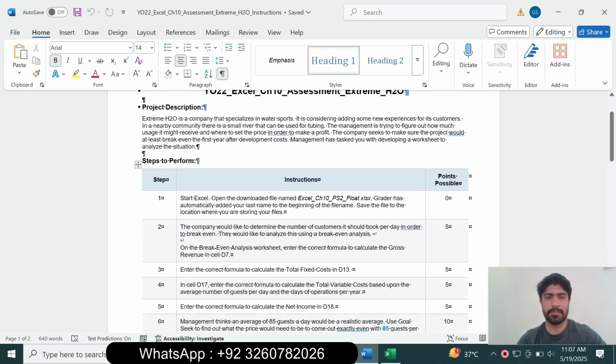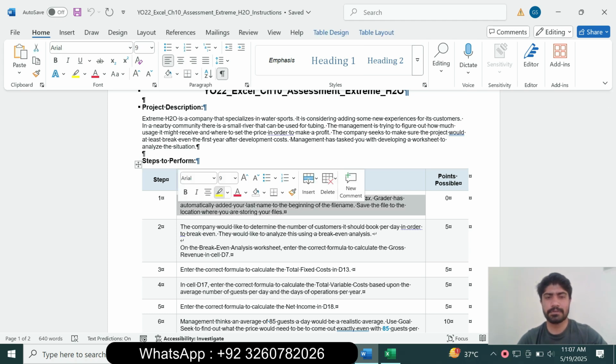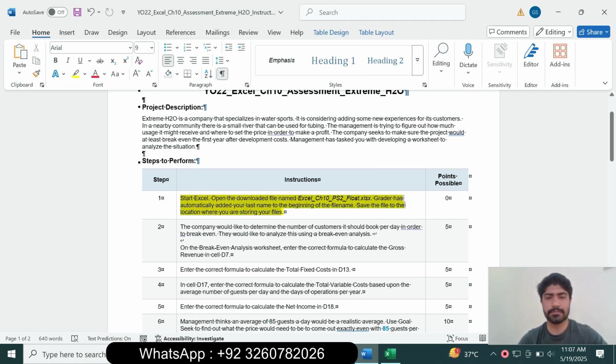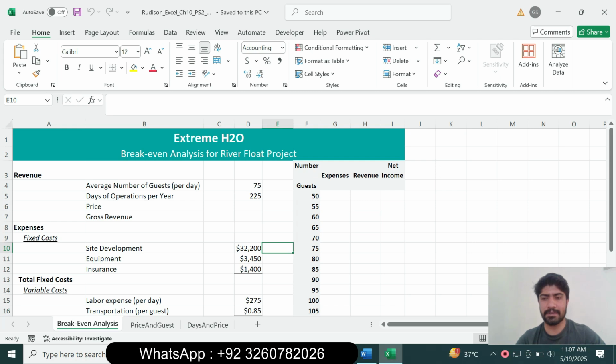So we move to the main project step. Step number 1 is to start Excel and open the downloaded file named Excel chapter 10 PS2 floats. Grader has automatically added your last name to the beginning of the file name. Save the file to the location where you are storing your files. So go to the Excel worksheets. I have already downloaded the Excel file.